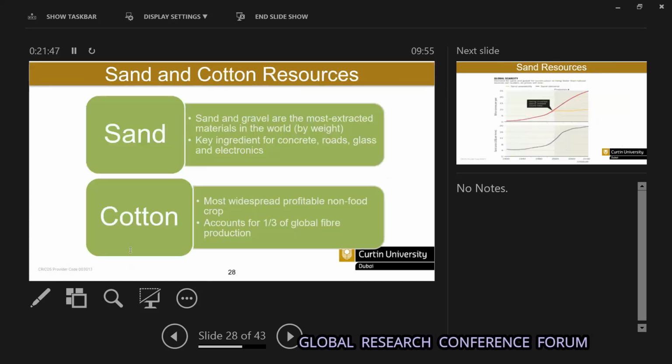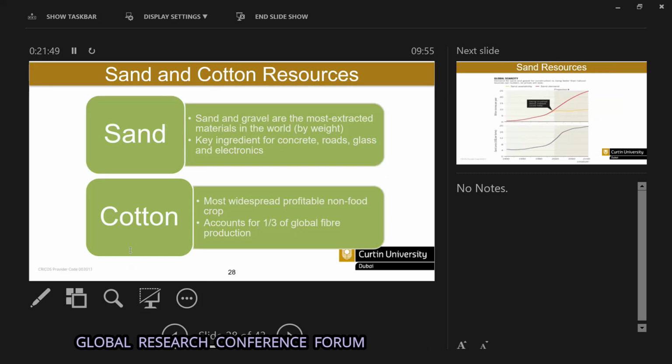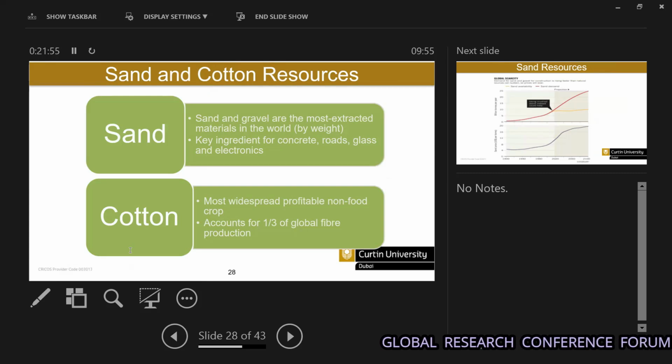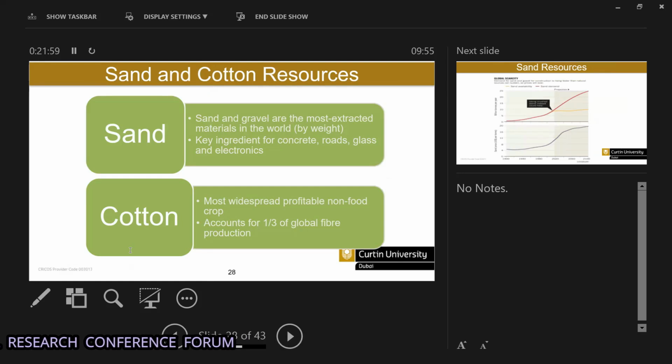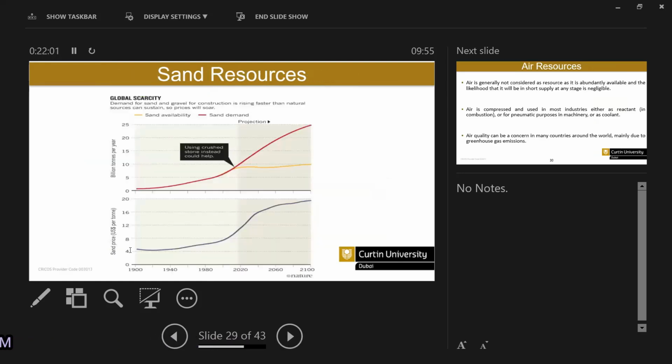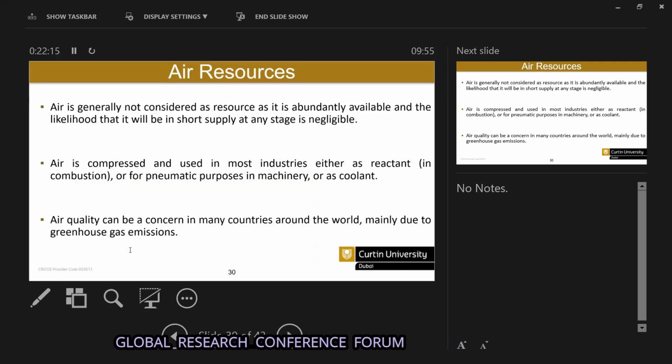Another resource is sand. Sand is also required for transportation, for glass manufacturing and many other products. Now, the demand for sand is increasing from 1900 to 2100, and the price of sand is also increasing because of construction. There is more population, more construction required, so more sand.